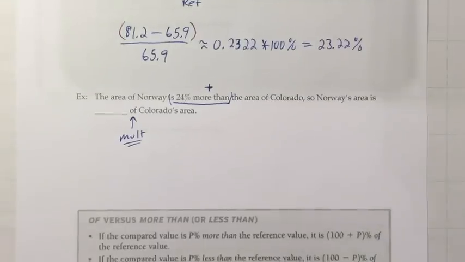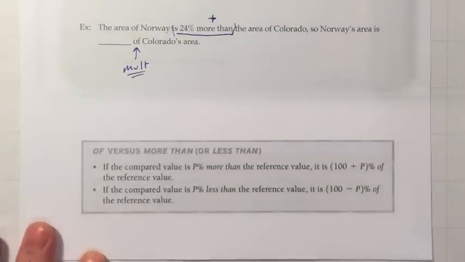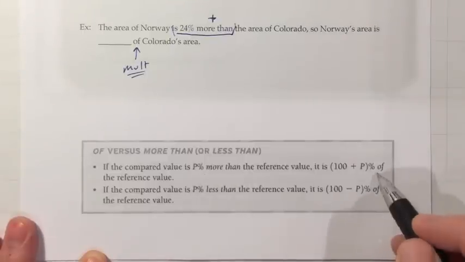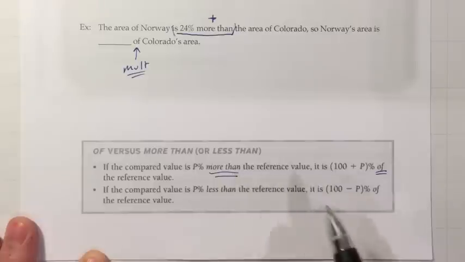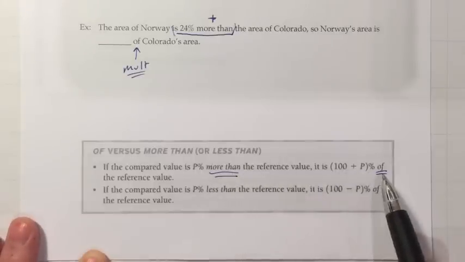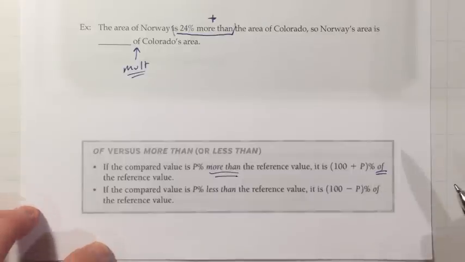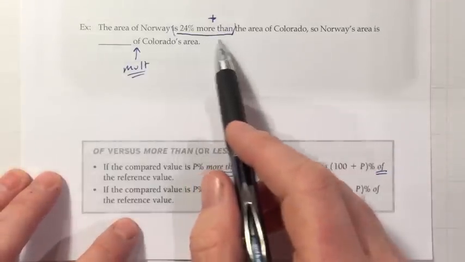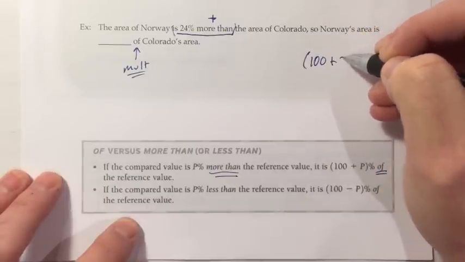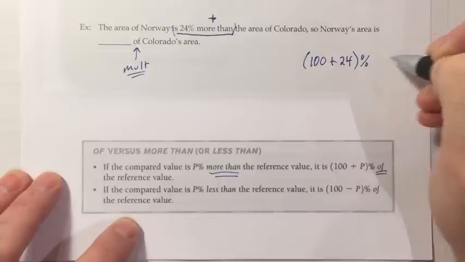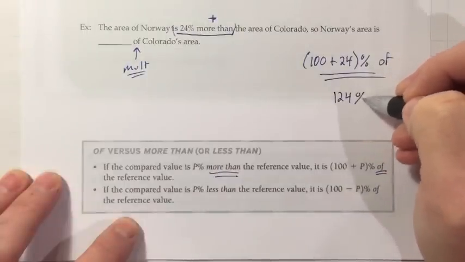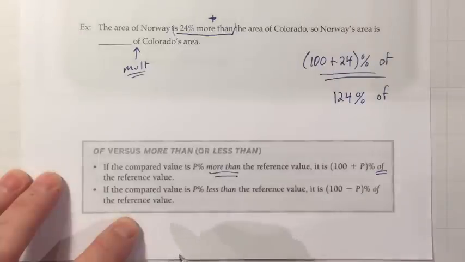So it turns out that the answer to that question is provided for us right down here in this box, that if you want to go from p% more than to an of, so here's the of and there's the more than, then what you want to do is whatever the p% is, you add that onto 100, and that's what it would be for the of. So if I just try and follow that pattern up here, they said 24% more than, so I would take 100 plus their 24, and that percent would be what the of is. So that becomes 124% of. So that's what I'm going to go ahead and fill in there.